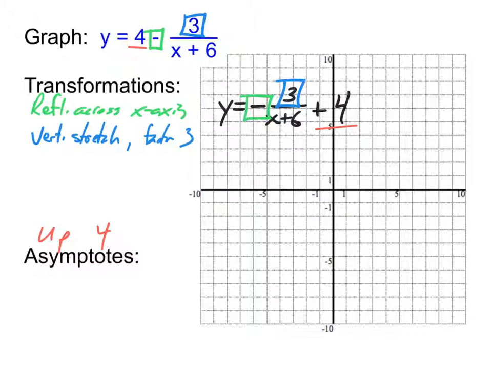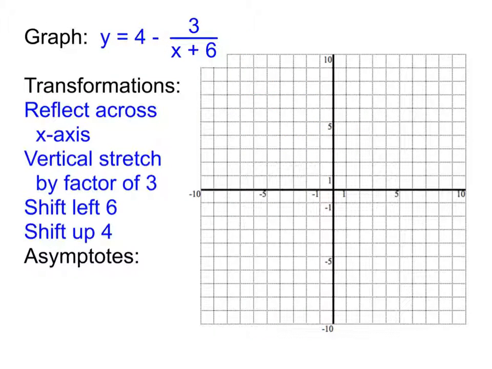And finally then that leaves us with the plus 6. What does the plus 6 do? Yep, that's going to go left 6. And so make sure you have that list of transformations correctly written down for this equation.